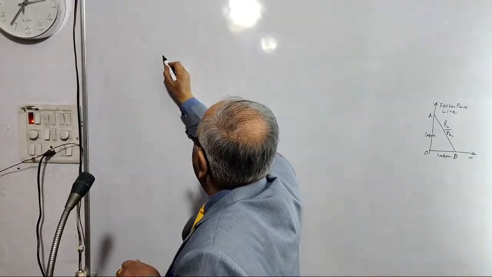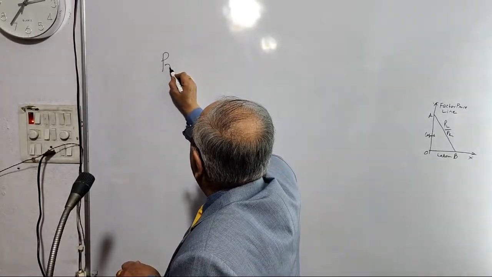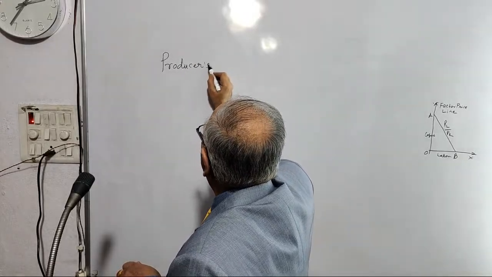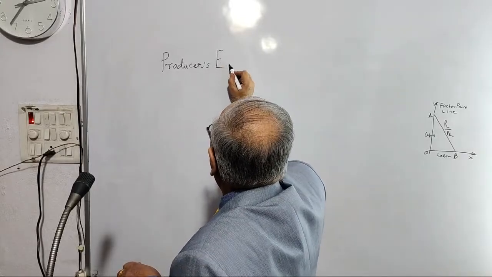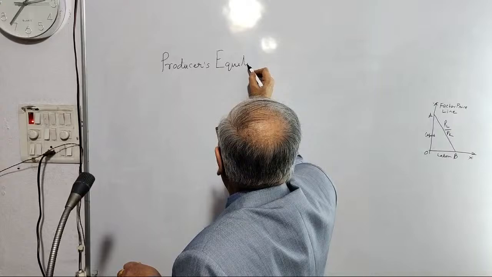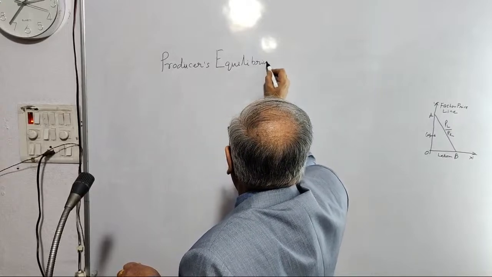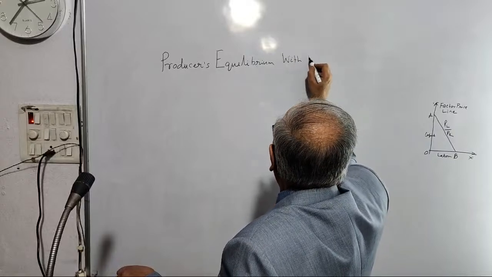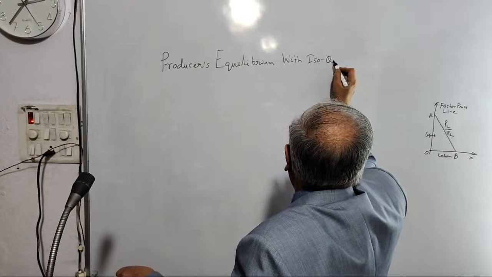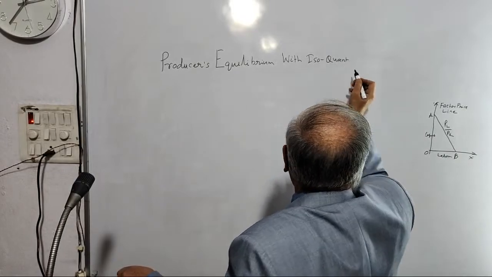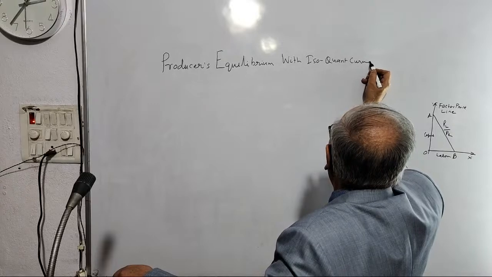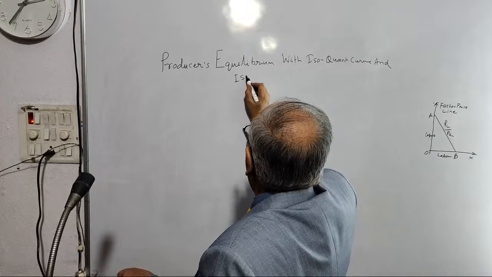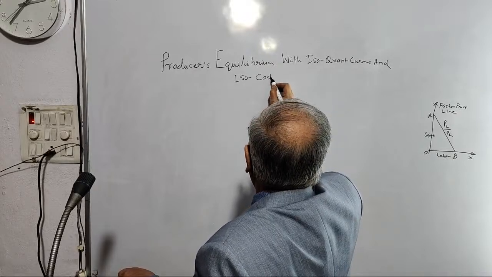This is the last item, known as producers equilibrium. Producers equilibrium with isoquant curve and iso cost line.